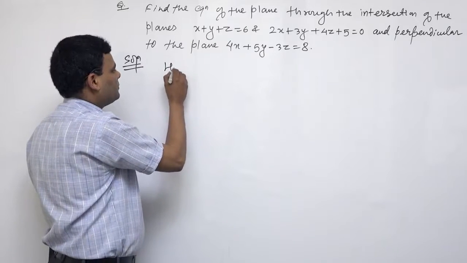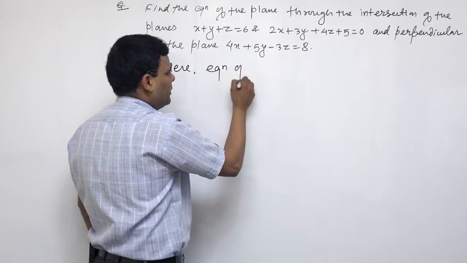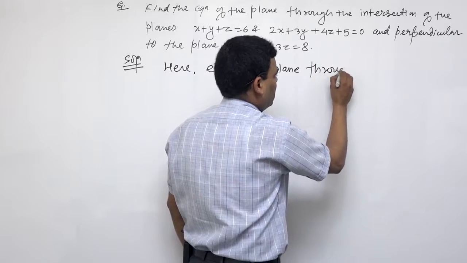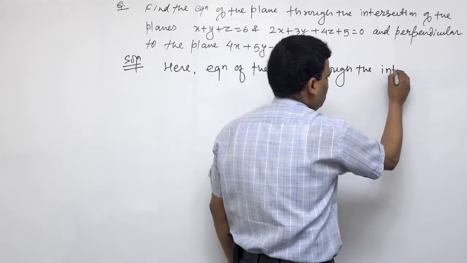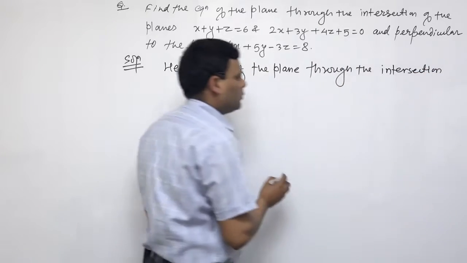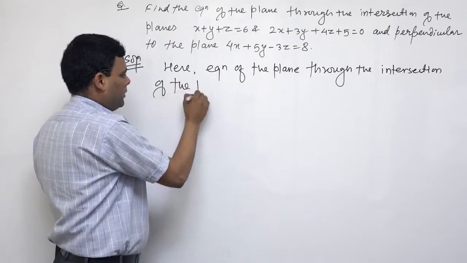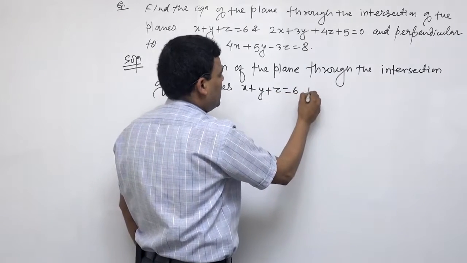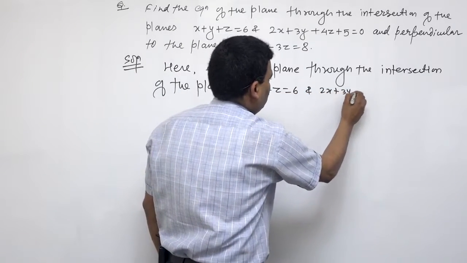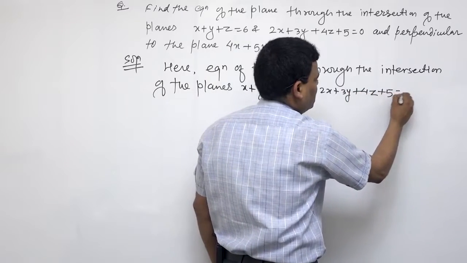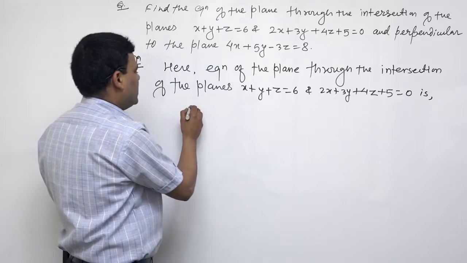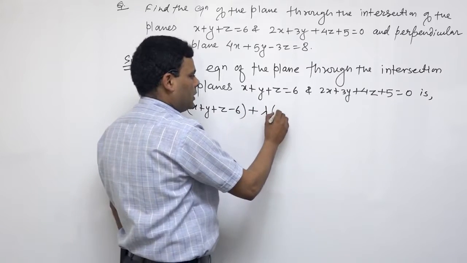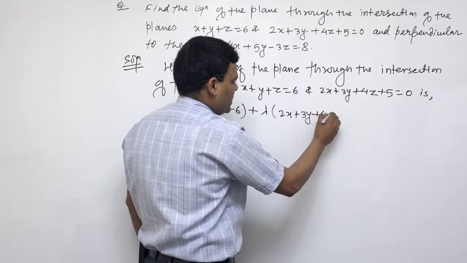Here, the equation of the plane through the intersection of the planes x plus y plus z equals 6 and 2x plus 3y plus 4z plus 5 equals 0 is x plus y plus z minus 6 plus lambda into 2x plus 3y plus 4z plus 5 equals to 0.